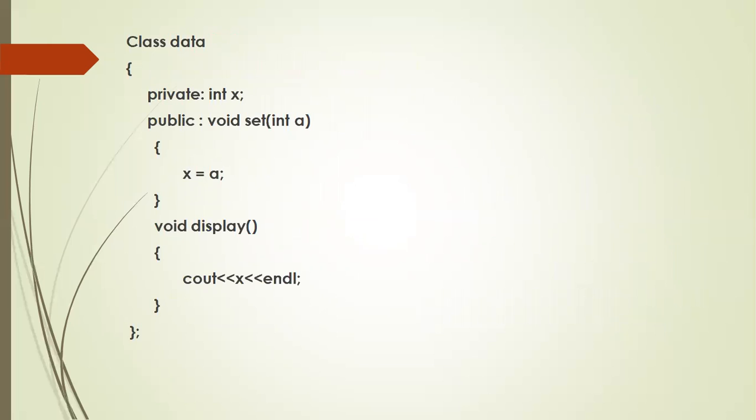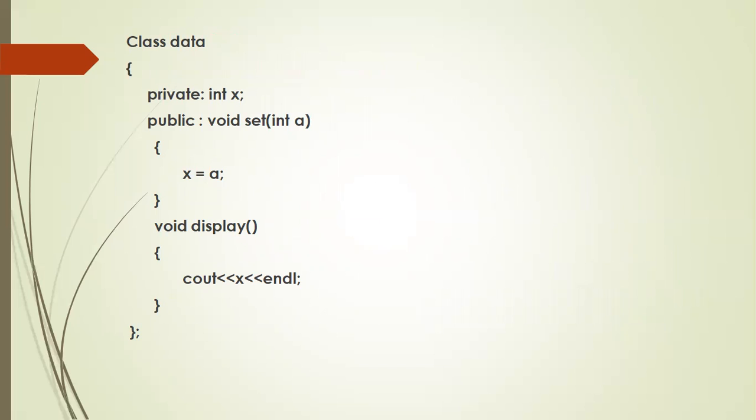Class data. Here the class name is data. It has only one private data called x of integer type. Then public void set, int a. So this belongs to the category of function with argument without return value. The return value is void. The function name is set. Inside the brackets, you pass one parameter of integer type a. Your member data is x. Whatever value you are sending as a parameter, you assign it to x. Very simple function. And void display, to display the value of x.